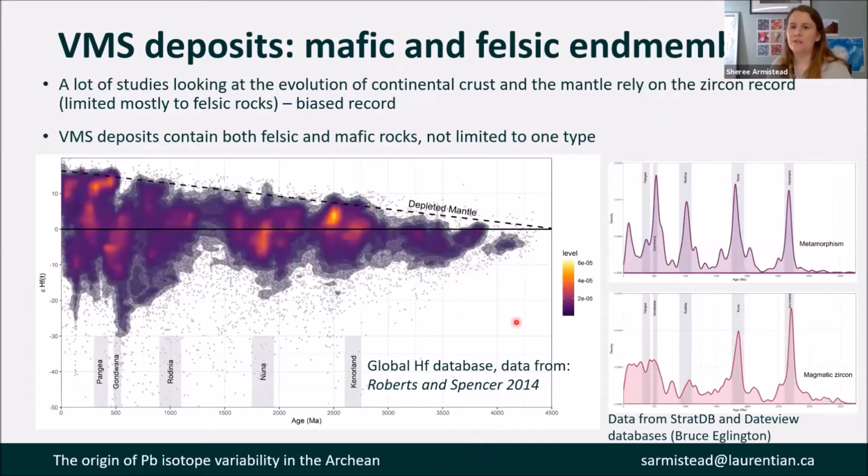Another reason we look at VMS deposits is that we have both mafic and felsic end members. A lot of studies that look at the evolution of continental crust and mantle really rely on the zircon record. We know that this is limited mostly to felsic rocks, so this is an inherently biased record. Whereas VMS deposits contain both felsic and mafic rocks, so we're not limited to one rock type.